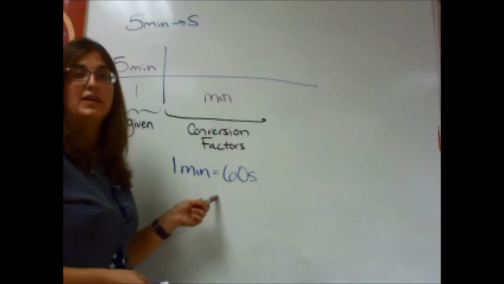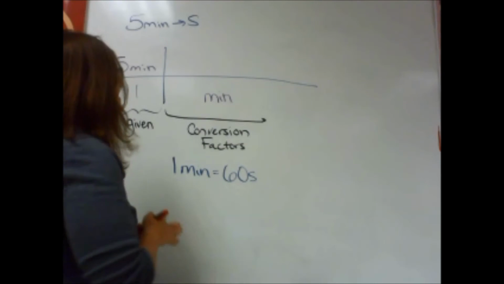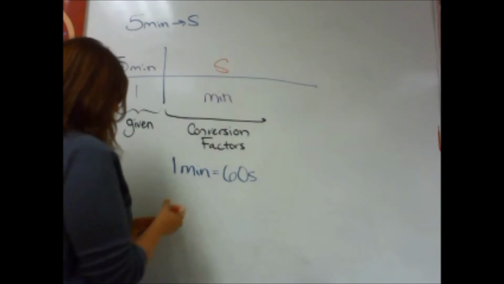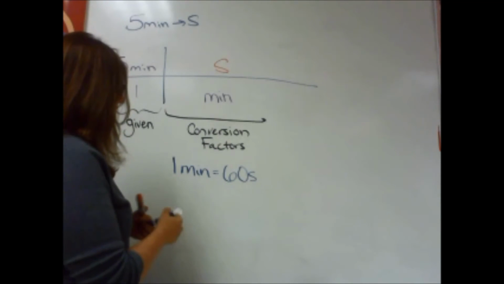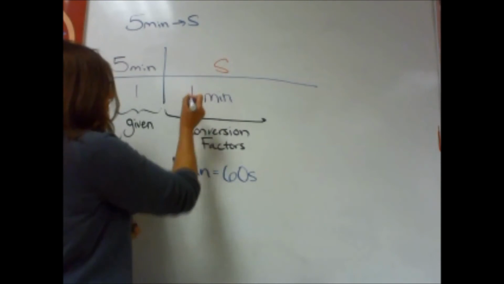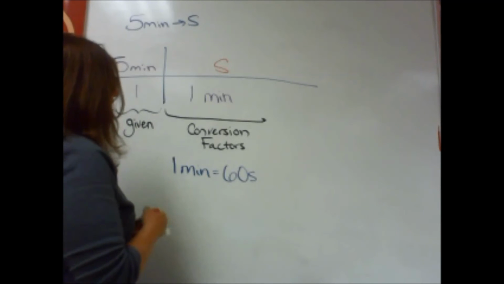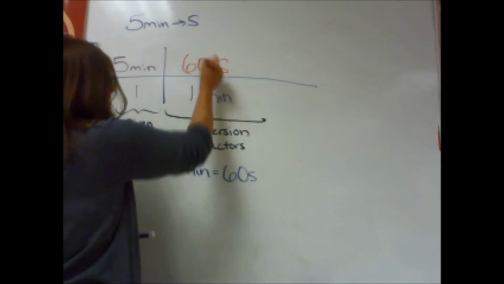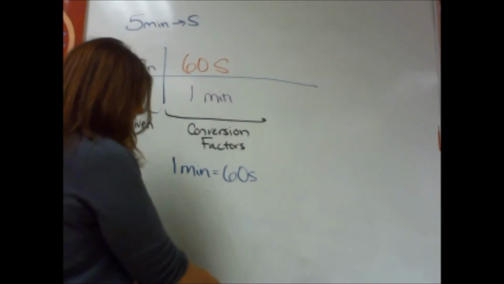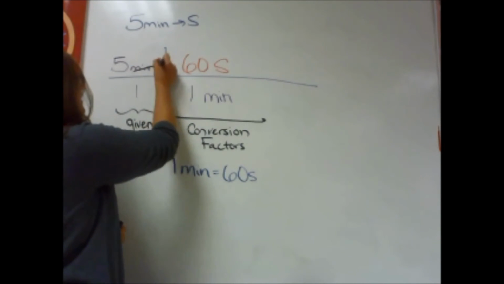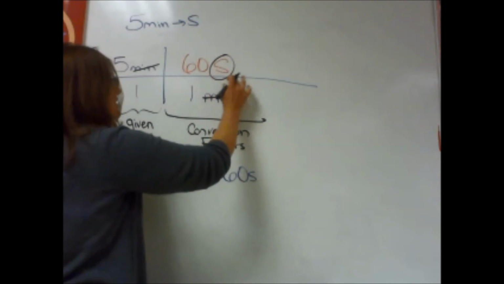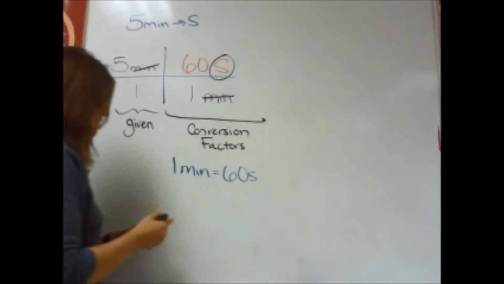Now we do relate straight from minutes to seconds, so we're going to put seconds up top. And the number of minutes we have is of course 1. Our number of seconds would be 60. So at this point, our minutes cancel. We are left with seconds, which is what we want.